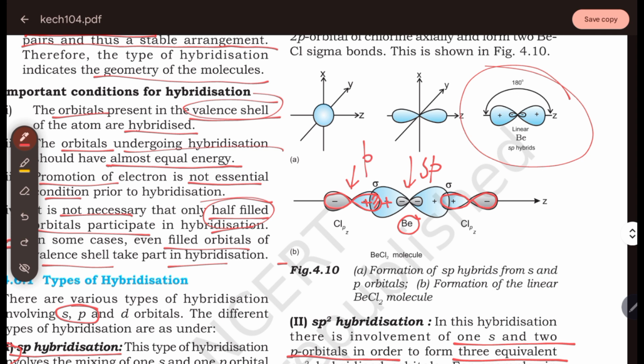This type of overlap is a sigma overlap, formed by sp and p overlap. So this is known as sp-p sigma, and on both sides sp-p sigma is obtained. So this is how the orbital overlap of BeCl2 takes place.